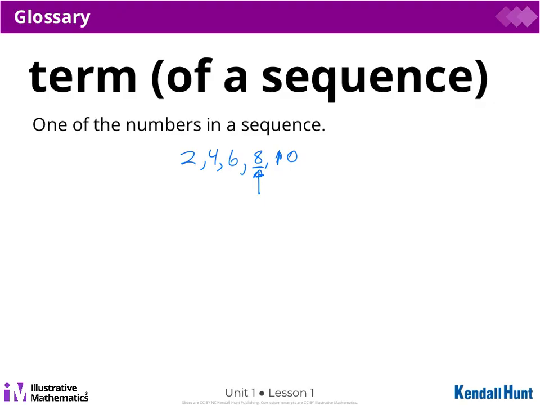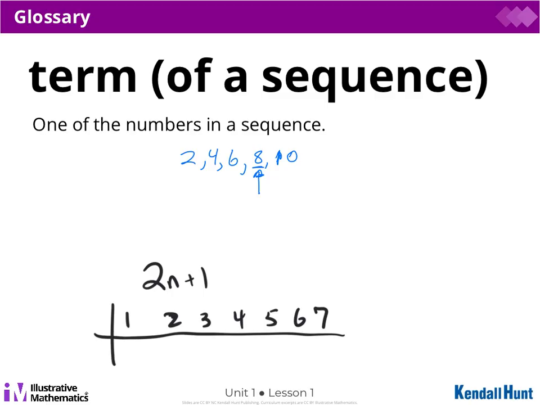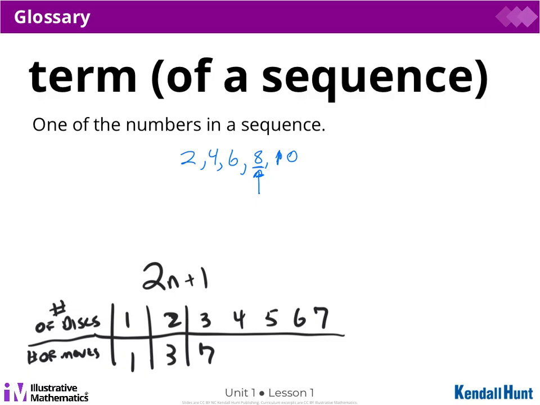So now, if you really need to know, the Tower of Hanoi rule was 2n plus 1. So the number of discs is 1, 2 discs, 3 discs, 4 discs, 5 discs, 6 discs, and 7 discs, and this is the number of moves. So if I do 1 times 2 is 2 plus 1 is 3. 3 times 2 is 6 plus 1 is 7.